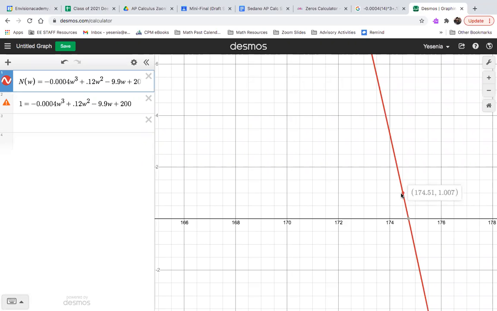And notice how it makes sense with what the input and outputs represent. One worker, that's about 1.007, let's just say that, because remember it's W comma N. One worker is getting a wage of about 174 per hour.